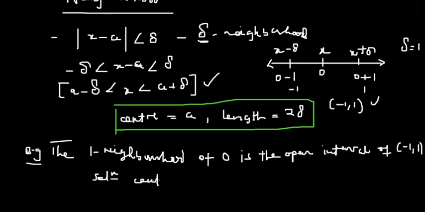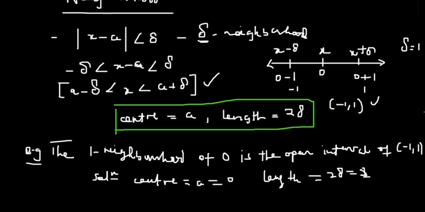So for the center, you know that the center is a, and this is our center, so the center is 0. Then let's find the length. The length is 2 times the delta value. Delta is 1, so our length will be equal to 2. So this is how simple this topic could be.